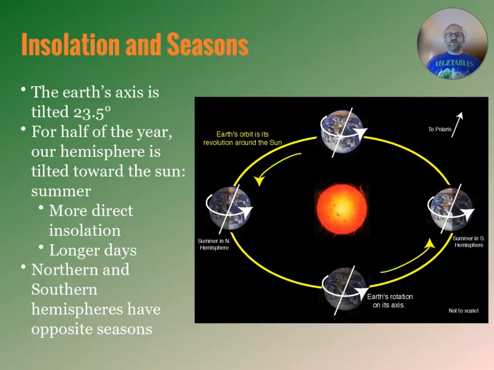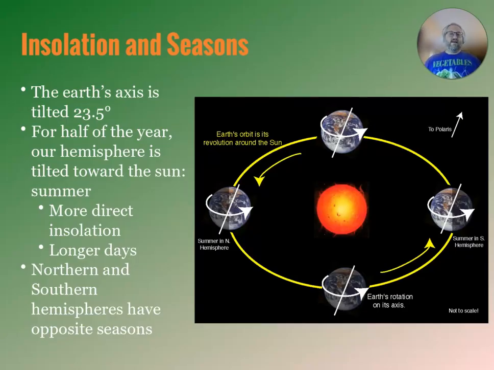So between those two factors, longer days and more direct insolation, we get warmer conditions, more energy, more warmth during the summer when your hemisphere is tilted towards the sun, and colder, less energy when you're tilted away from the sun.